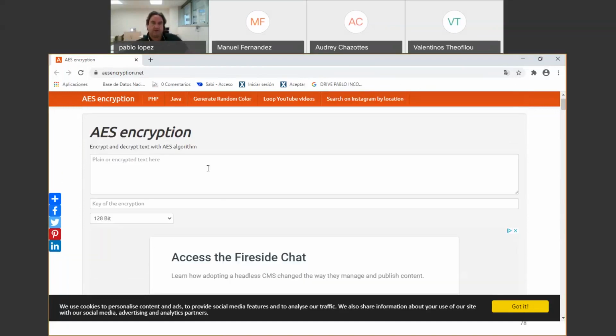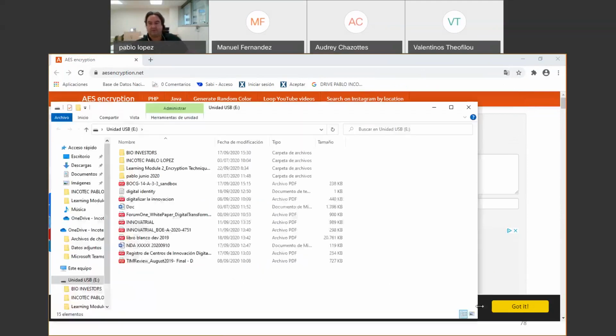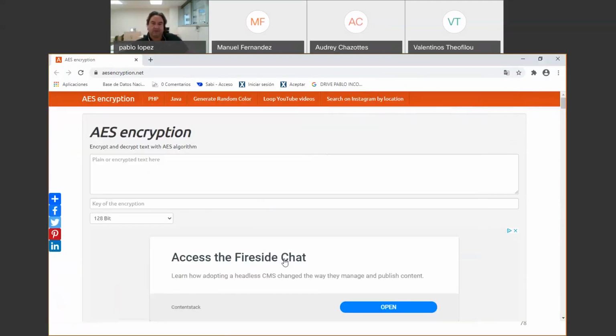Now here, put in the chat if you want to write something. We have a simple exercise here and a tool to test and try how this encryption works.